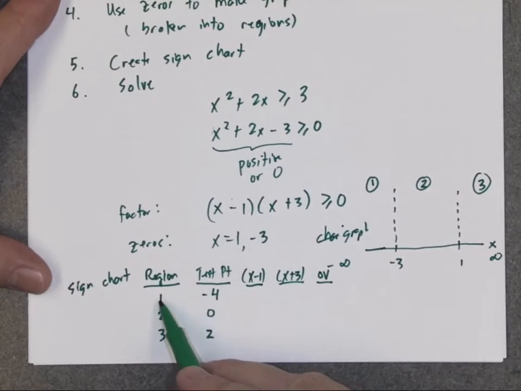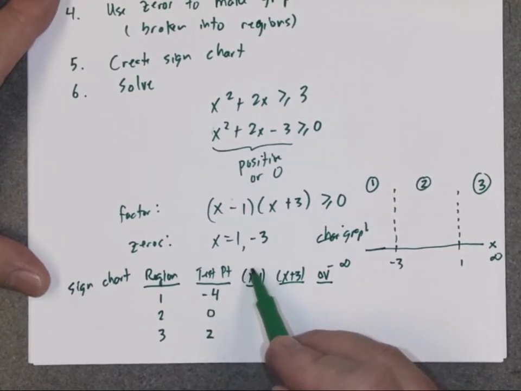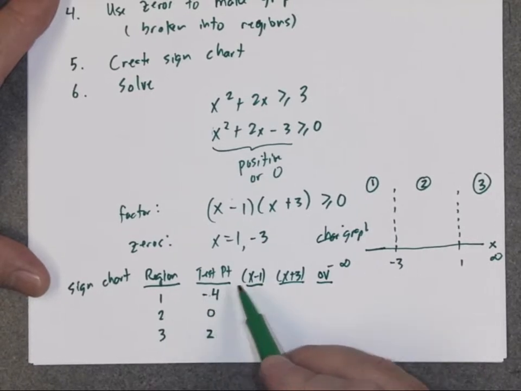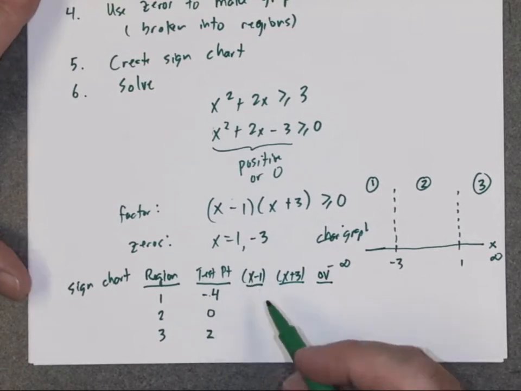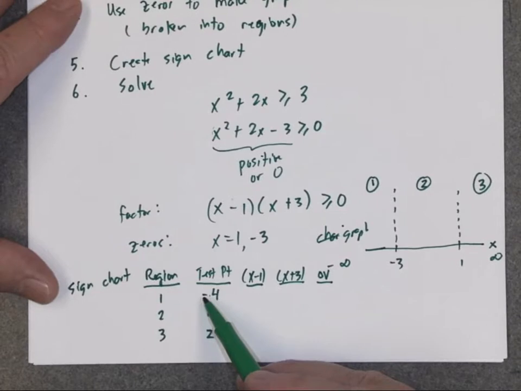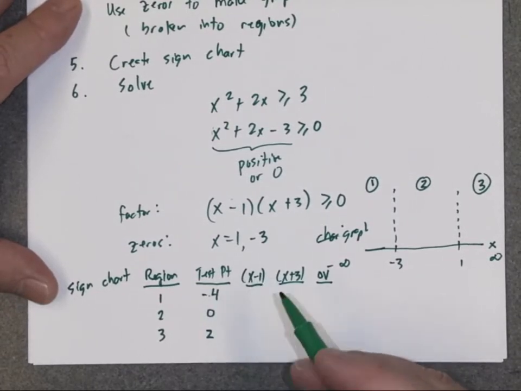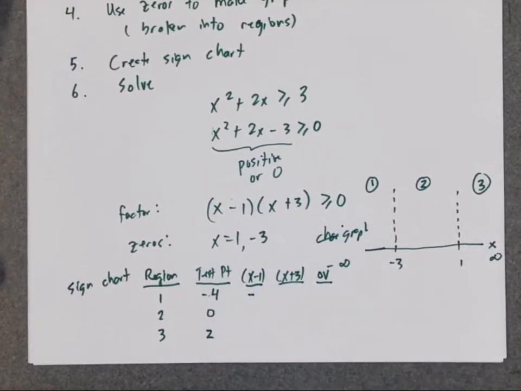So here's what I'm going to do now. I'm going to go to my region 1 row. My test point's -4. I'm going to take this first factor here, and plug in minus 4 for x and see what I get. Except I'm not going to write the actual number down. All I really care about is if I end up with a positive or negative number. So I plug negative 4 in for x here. Negative 4 minus 1 is negative 5. That means this whole thing is negative. So a negative 4 causes this to be a negative number.